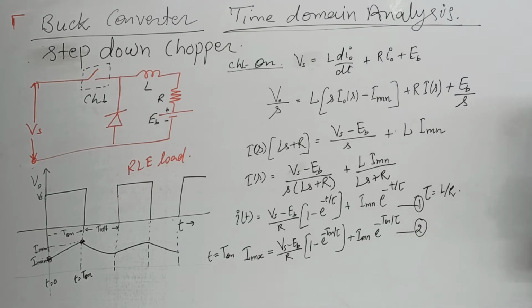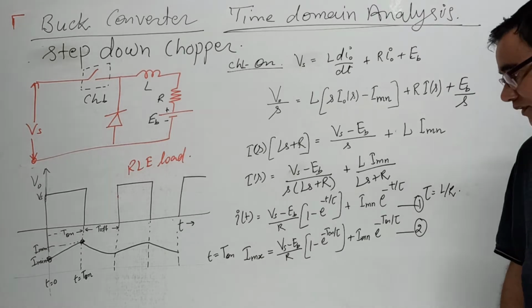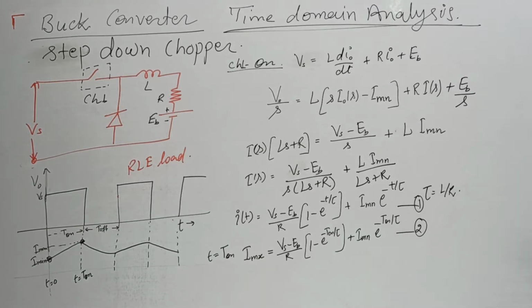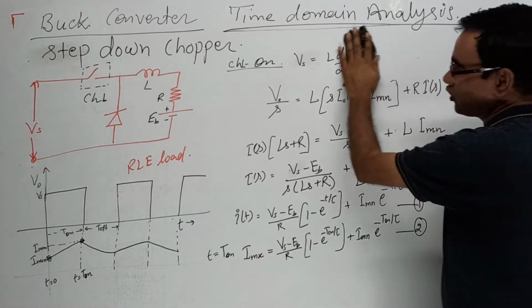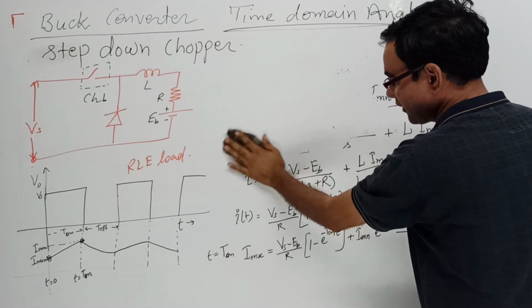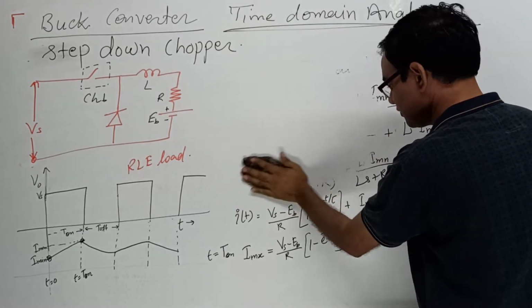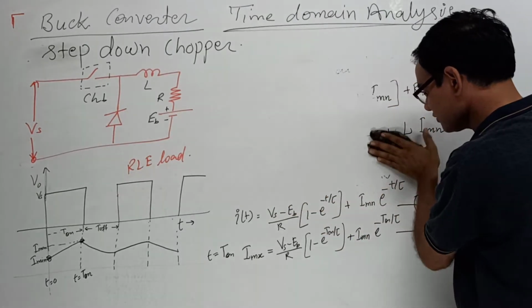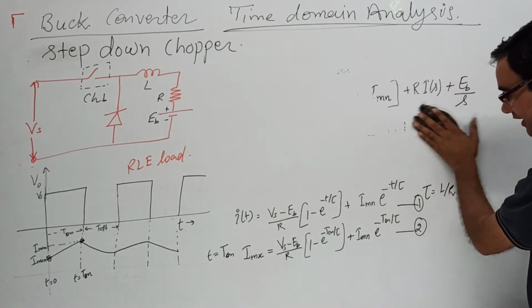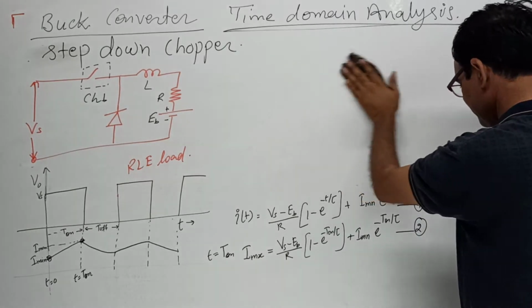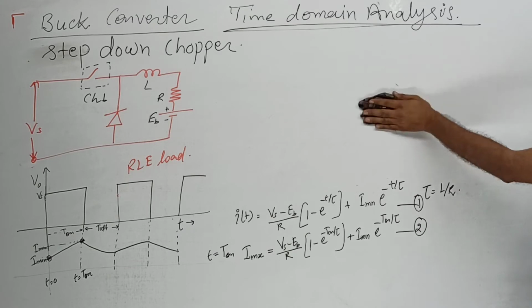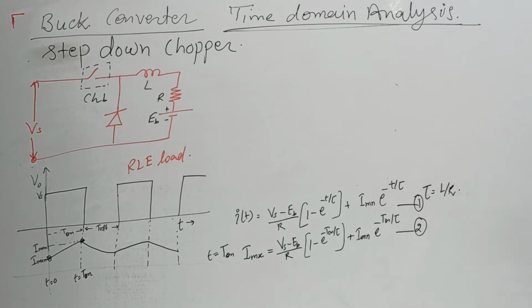Definitely we require equations number 1 and 2 to solve for the maximum and minimum. These are the two variables, so two different equations are required. This is for the T on condition. Now we are taking the T off condition also, so we'll consider these two equations and try to simplify.